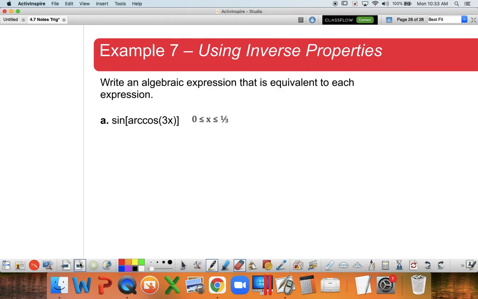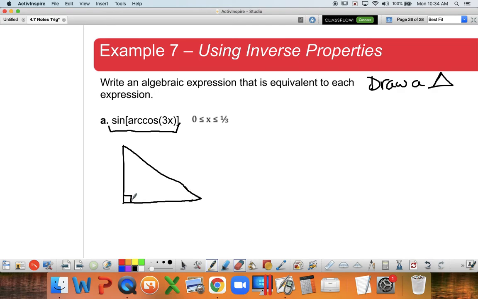All right, our last example is we're going to work with some algebra. This is, again, starting to get us ready for Unit 5, where we start working with sine, cosine, and tangent in a very algebraic way. So we're going to go ahead and say, okay, write an algebraic expression that is equivalent to this whole thing. And it looks very similar to what we just did in our last examples. So I recommend you draw a triangle. So let's go ahead. We have a triangle here. And it doesn't matter as much about drawing it in the coordinate plane because they're telling us that our x value is positive. It's somewhere between 0 and 1/3.